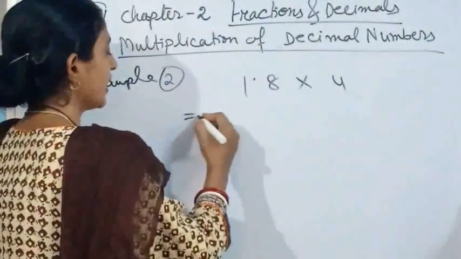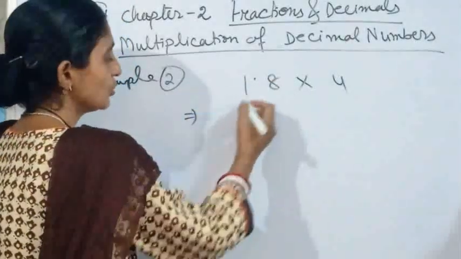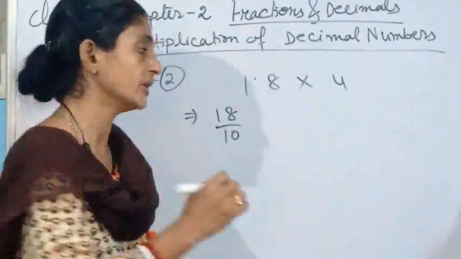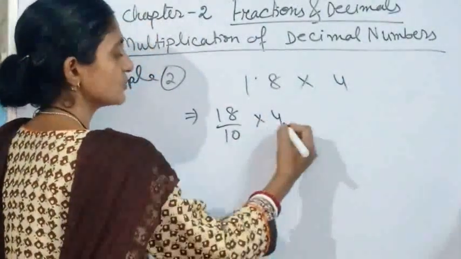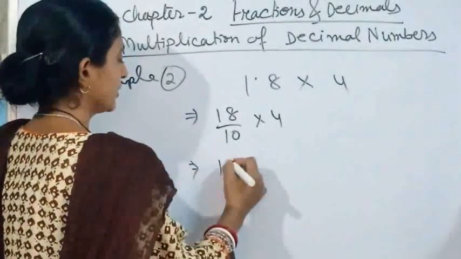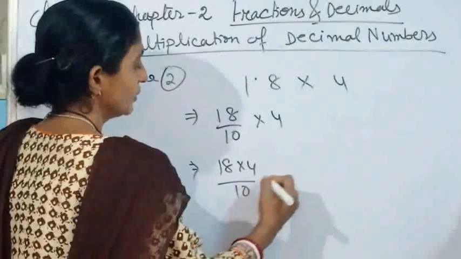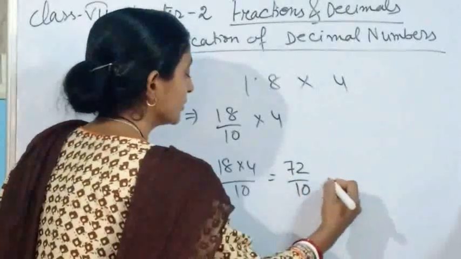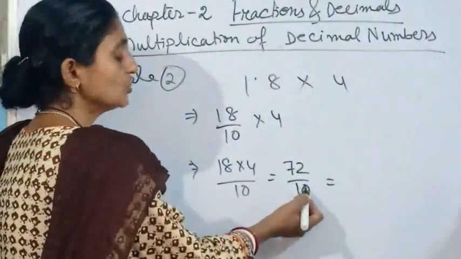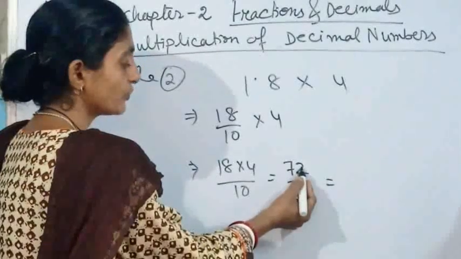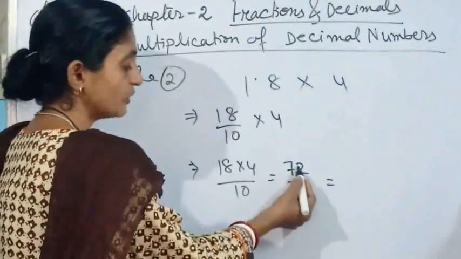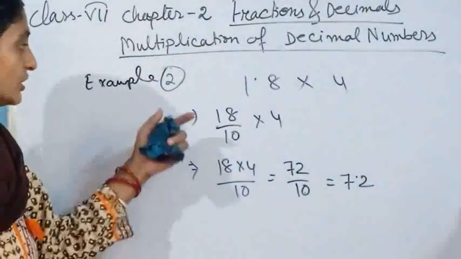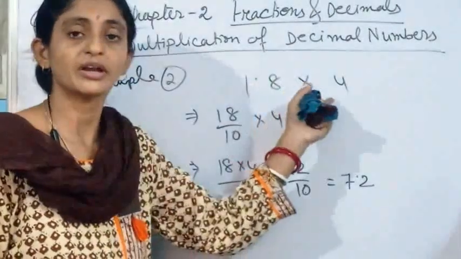So let's do it as we have done in the earlier case. Here also I will change this into a common fraction, like 1.8 stands for 18 by 10. Then I will multiply this by 4, as it does not have any denominator, let it be. So I can write 18 into 4 by 10. When I multiply these two, I get 72 by 10. In the result you have only one zero, so one decimal place you will give. From the right hand side you will count, so after leaving one digit we put the decimal. My answer will be 7.2. So in this way you can multiply a decimal number and a whole number.